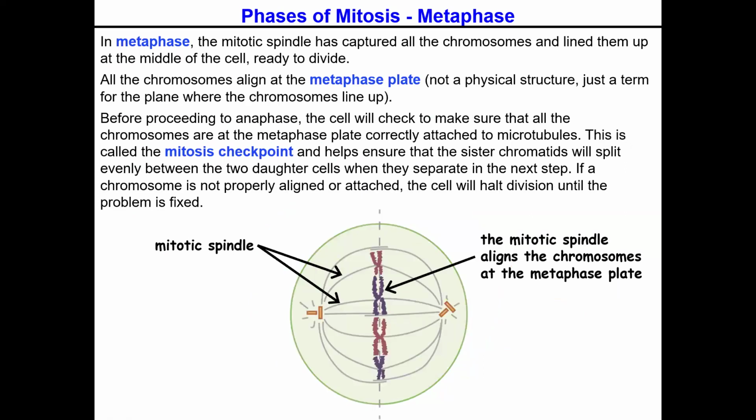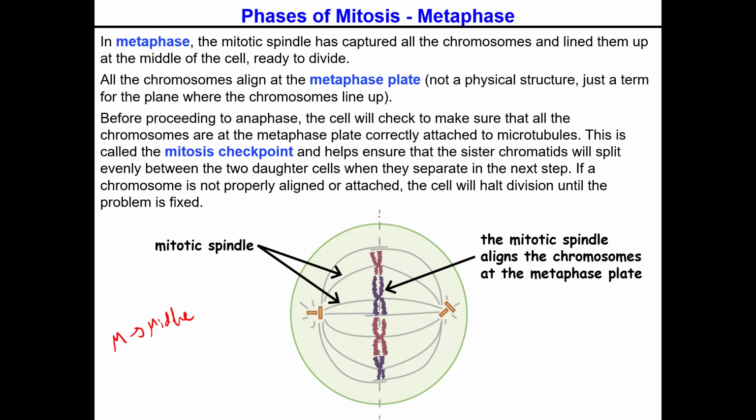So our next part is going to be metaphase. Now, in metaphase, the mitotic spindles are going to capture all the chromosomes and they're going to line them up in the middle of the cell, ready to divide. So one way you can remember this is metaphase. Meta, such as an M, just like middle.